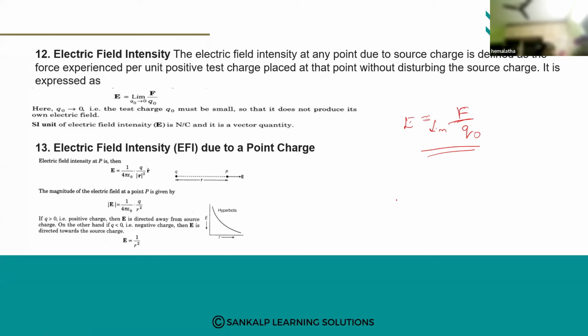It is expressed as, as I said, if there is one point source charge, due to this what happens, there is a force experienced from the point charge. Correct? That is known as the electric field intensity. Intensity means what?